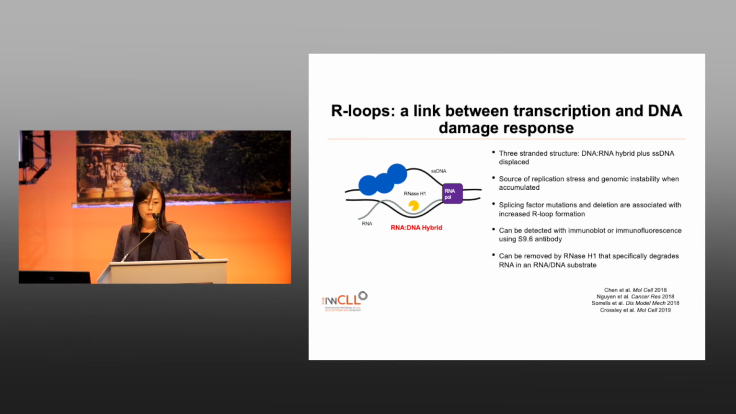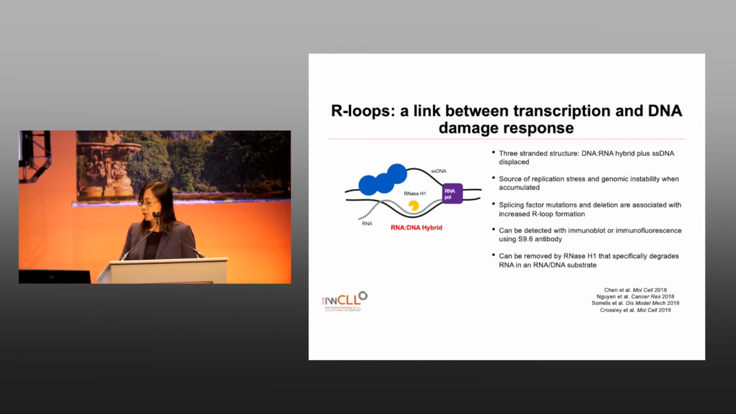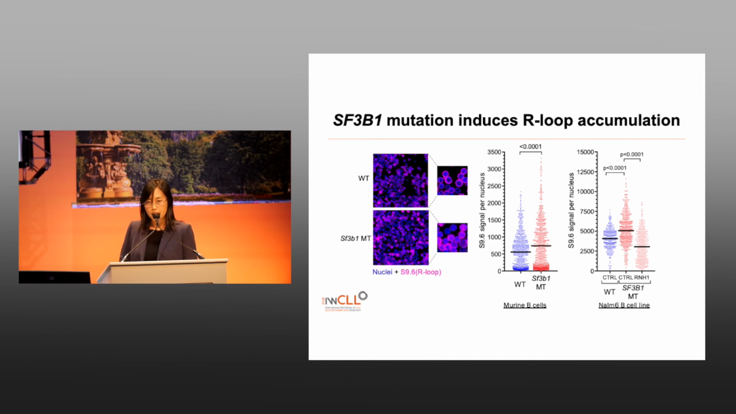In the past two years, RNA splicing factor mutations in U2AF1 and SRSF2 have all been associated with increased R-loop formation. This structure can be detected by the specific antibody S9.6 by either immunoblot or immunofluorescence. In addition, this structure can be degraded by RNase H1. So my first question is whether we can detect R-loop accumulation in the SF3B1 mutant cells.